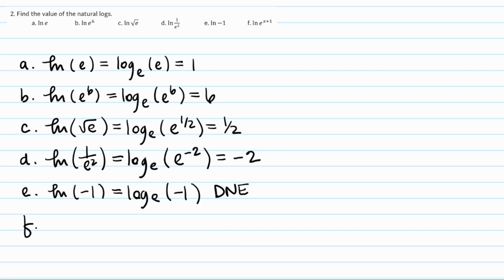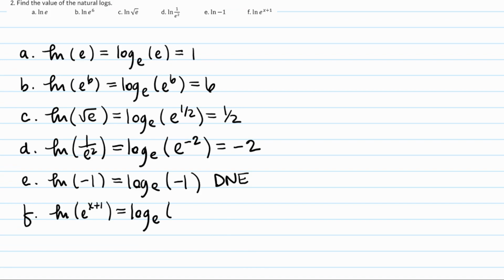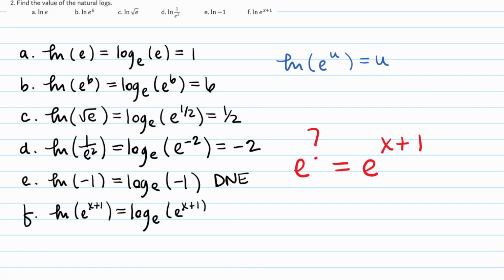Last one here is going to be natural log of e to the x plus 1. That's log base e of e to the x plus 1. And again, kind of like the other ones, you could look at this in terms of the identity that we learned about, that the natural log of e to the u is just always equal to u for any u. So you could just say this is going to be x plus 1, or you could look at it as what exponent do I put on e to get e to the x plus 1. Either way, it's going to lead you to believe that this log comes back x plus 1.